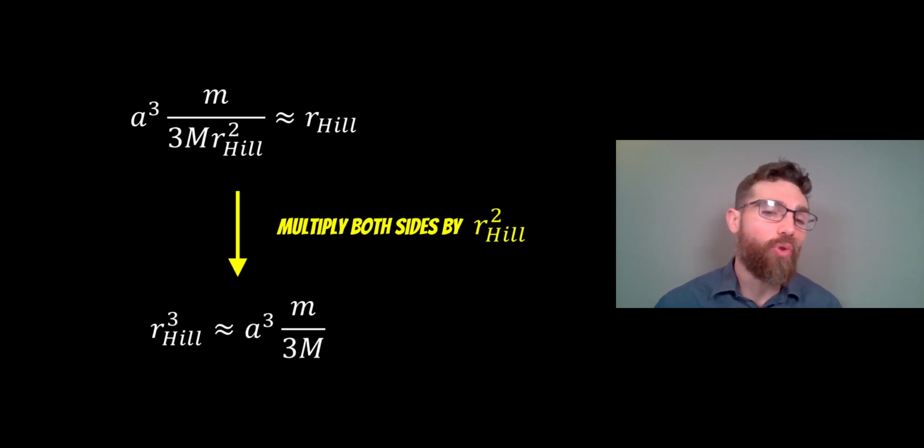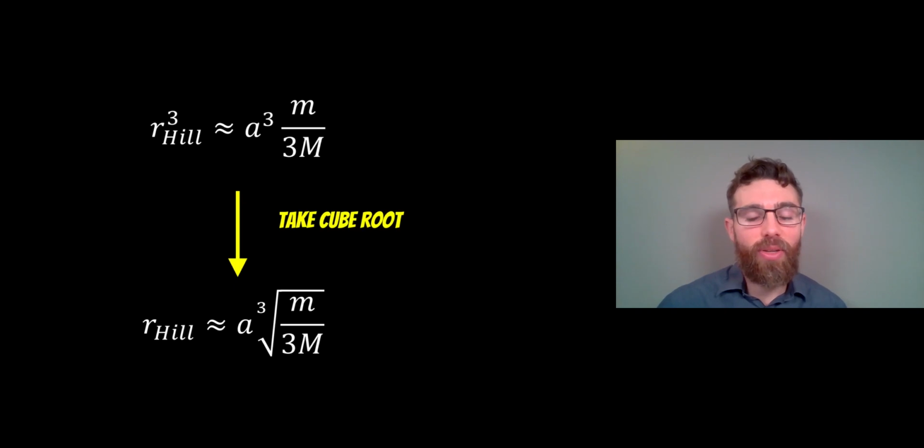We just take the cube root basically. So then, taking the cube root, we get this approximation for the hill radius, hill sphere, or sphere of influence. So it's basically going to be the semi-major axis times the cube root of the smaller mass divided by 3 times the larger mass.